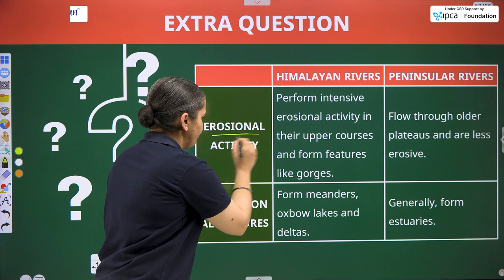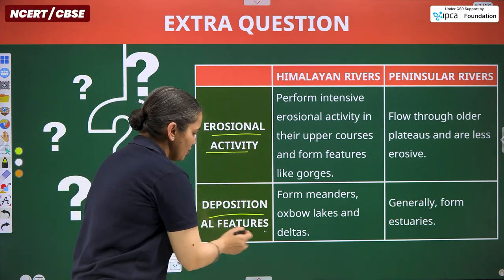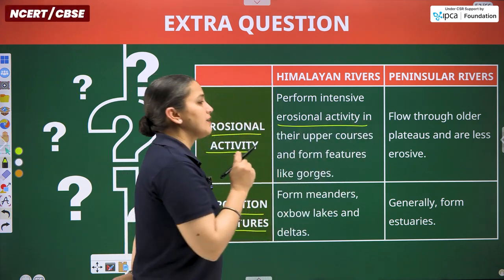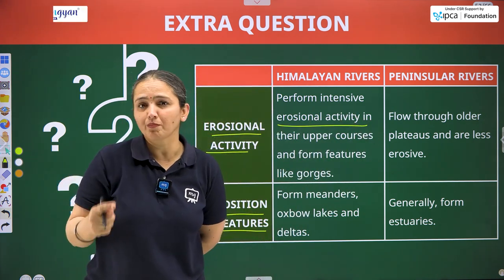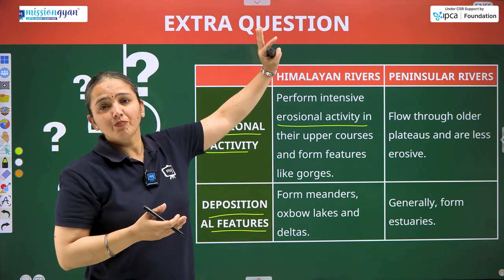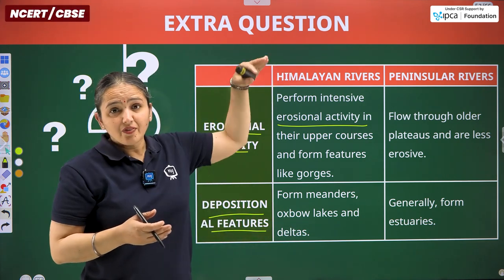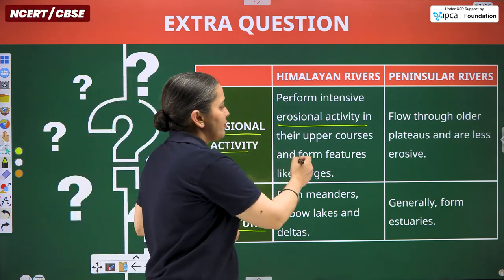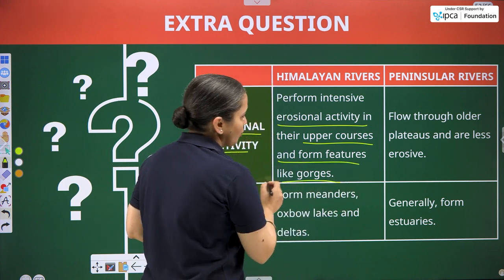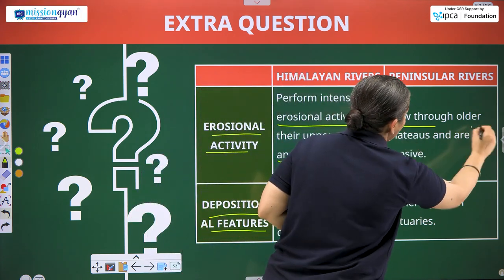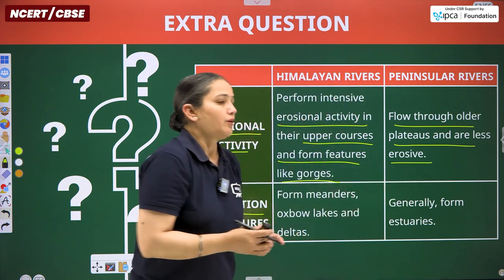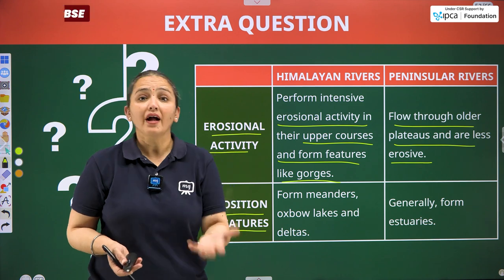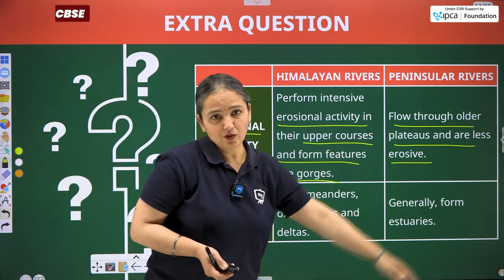Talking about another 2 features, erosion activity and depositional features. The Himalayan rivers perform intensive, speedy erosion, because these rivers come down from the top peaks of the mountains towards the plains. So, speedy, frequent erosion in their upper course forms features like gorges. Talking about peninsular rivers, they flow through older plateaus and are less erosive, because plateaus are flat land. So the features formed by the rivers are formed less in the peninsular part.